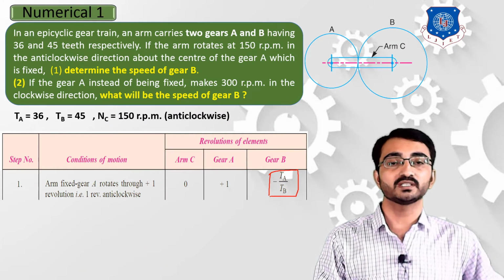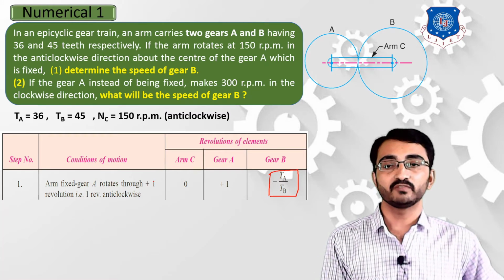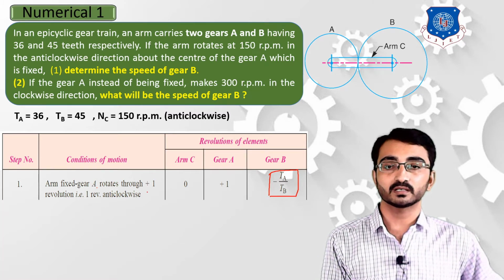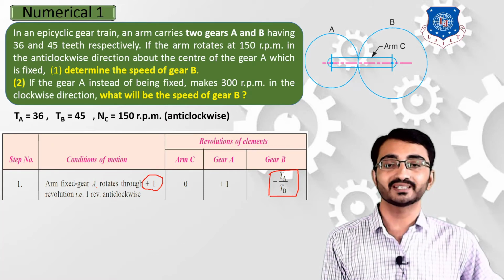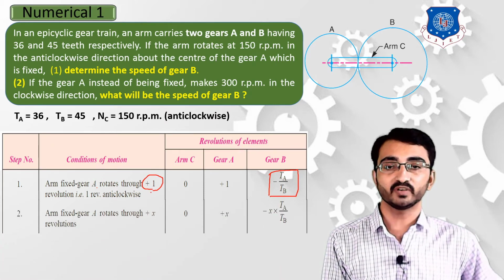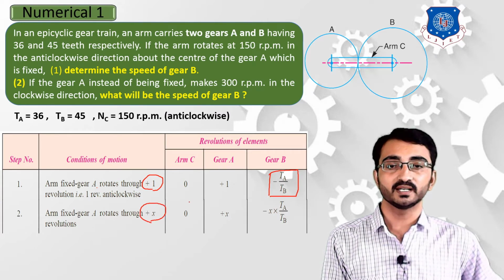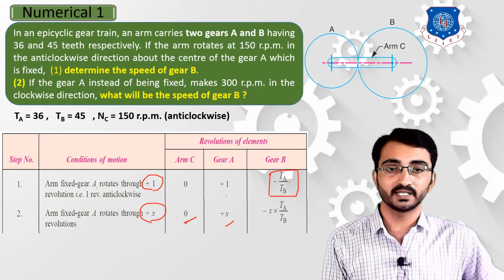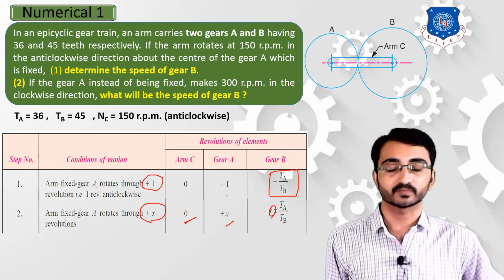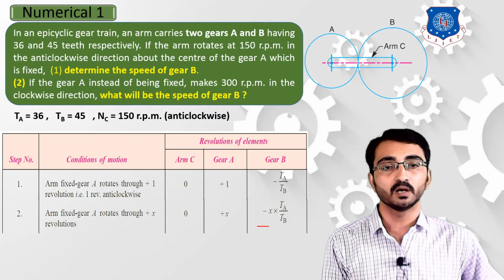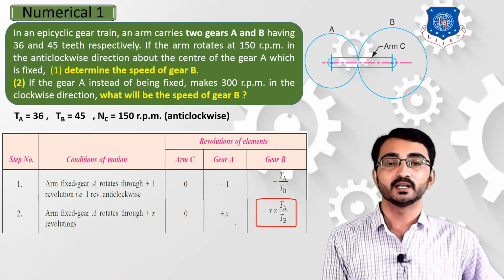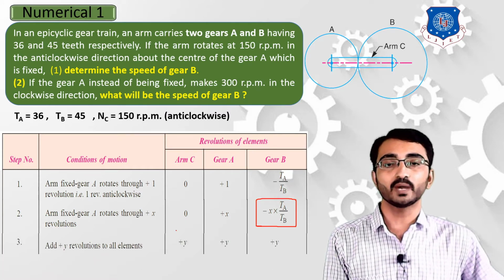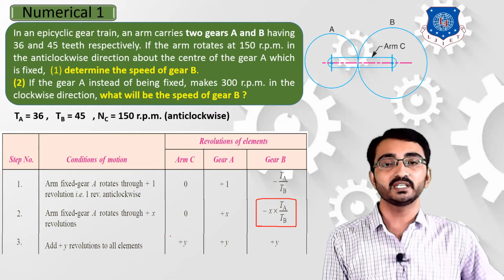Now after achieving this equation, for the second condition we consider gear A rotating with plus x revolution rather than plus 1. So if you consider plus x instead of plus 1, then we replace the plus 1 with plus x. The arm is again fixed, so it is 0, and the speed of gear B is multiplied by x. This will give you minus x TA upon TB. Now the third condition is that we have to add plus y revolution in each and every component.